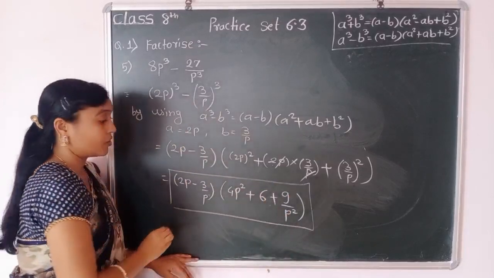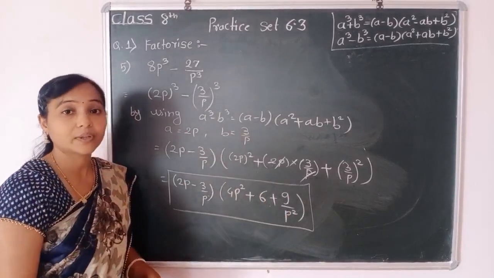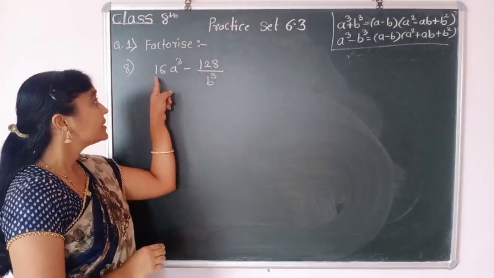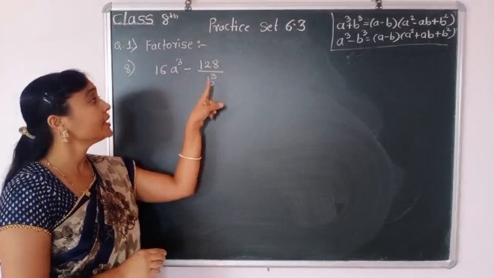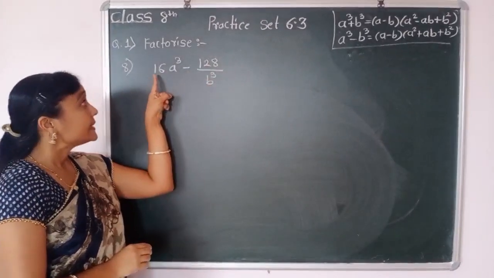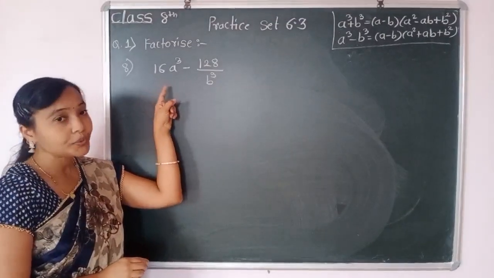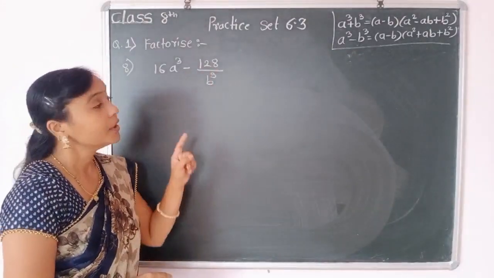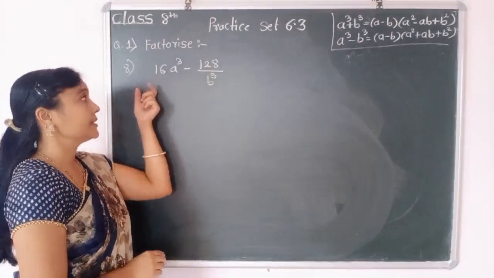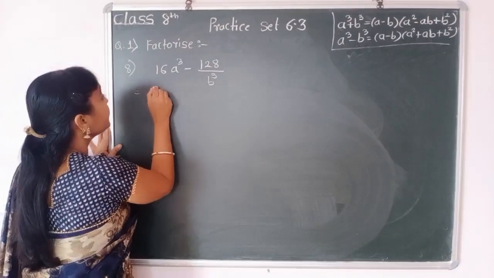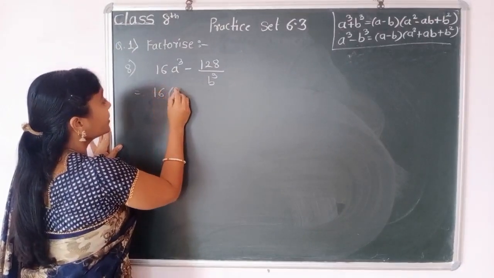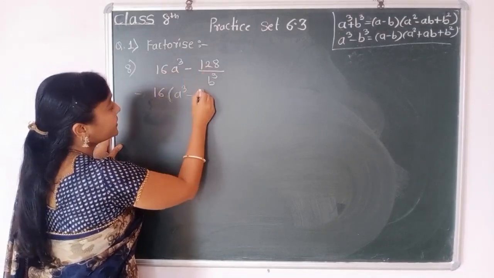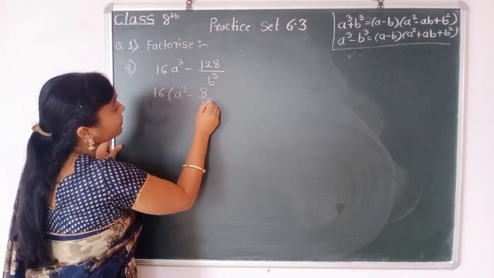These are the factors of our given example. Now we see example number 8: 16a cube minus 128 upon b cube. 16 is not a perfect cube, and 128 is also not a perfect cube. So we take 16 common. So we get 16 in the bracket, a cube minus 16 times 8 is 128, upon b cube.